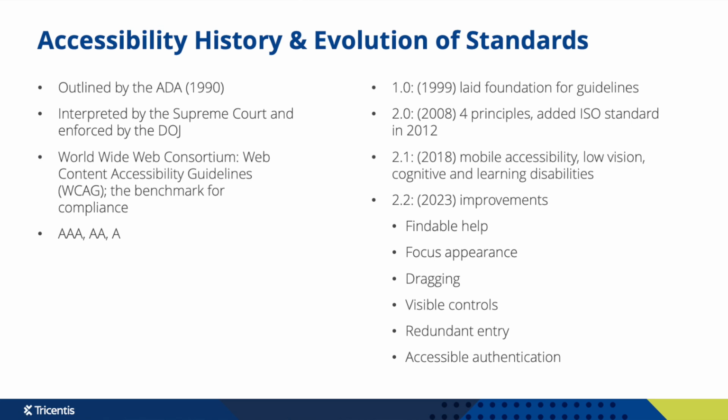A little bit of a history lesson on accessibility testing and where this came about. It's outlined by the Americans with Disabilities Act, which was signed by Bush in 1990. It's interpreted by the Supreme Court and enforced by the Department of Justice. So those are the governing bodies of who says y'all should be doing web accessibility testing.